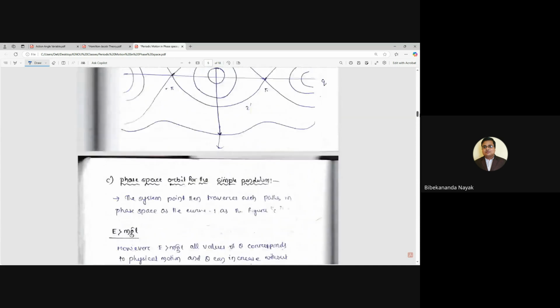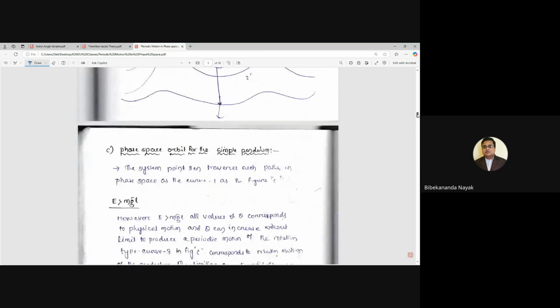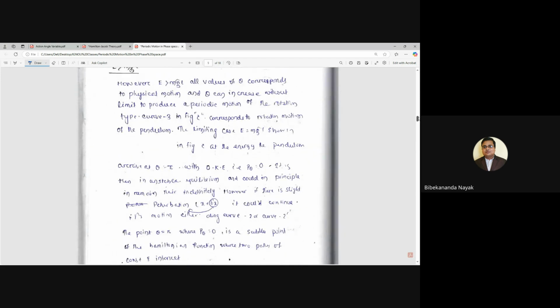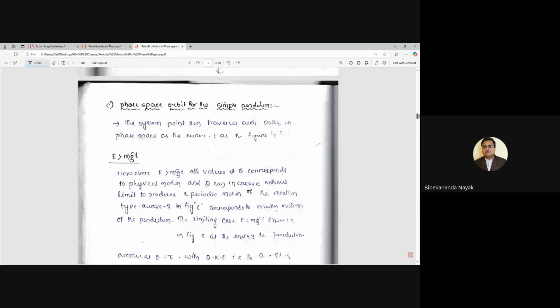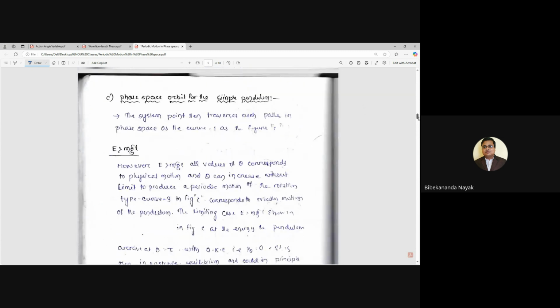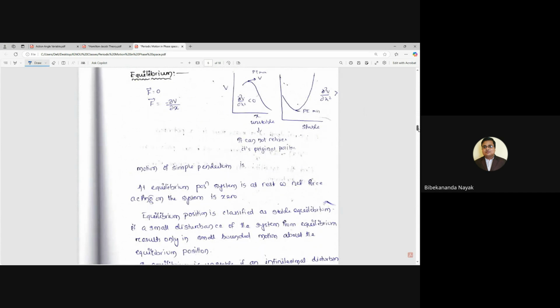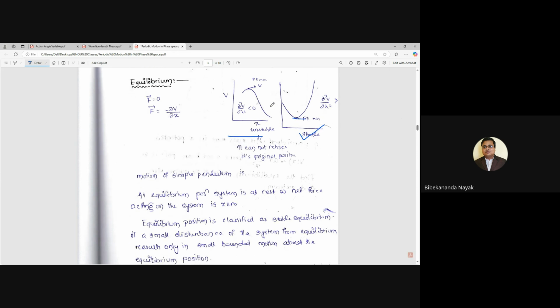We have to find the phase space diagram of a simple pendulum. The procedure is written here. It is the exact diagram, but it is not our syllabus; sometimes you are only asked to write the phase space diagram. We start from equilibrium, and we already discussed two kinds of equilibrium: stable equilibrium and unstable equilibrium. For stable equilibrium, potential energy is minimum. For unstable equilibrium, potential energy is maximum.